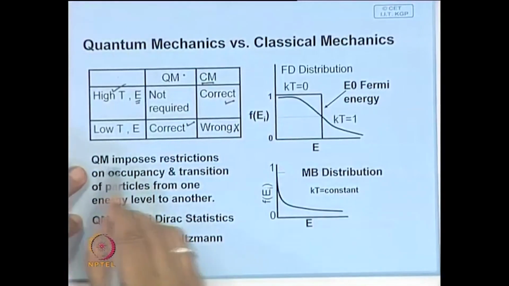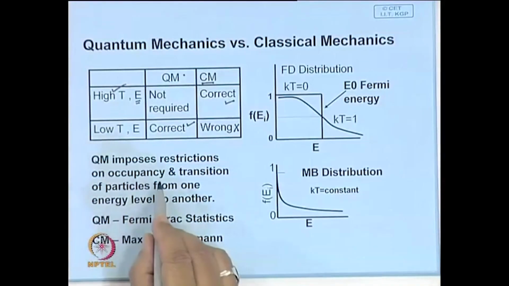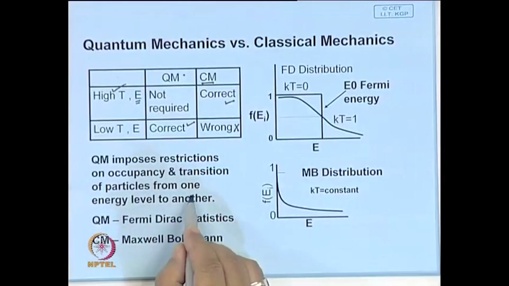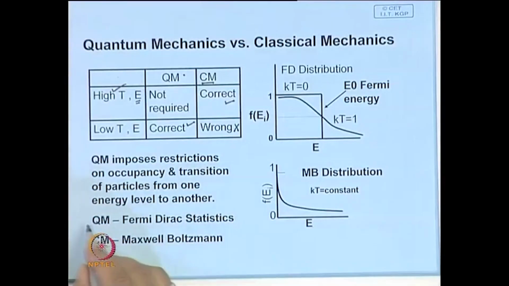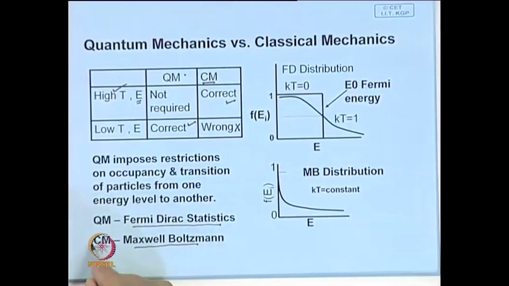Now, quantum mechanics imposes certain restrictions on occupancy and transition of particles from one energy level to another, and this is given by this statistics. The probability of a particular orbit being occupied or filled up is given by a statistics called Fermi-Dirac statistics, in contrast to Maxwell-Boltzmann statistics, which is applicable in case of classical mechanics.